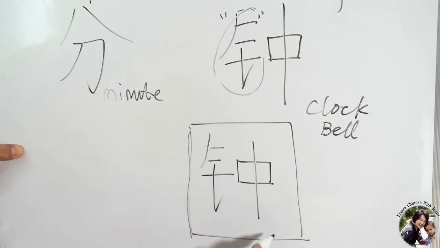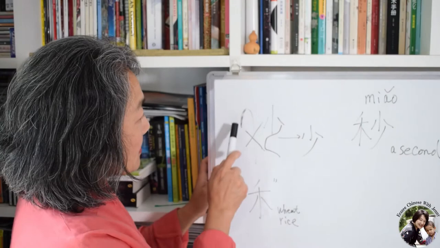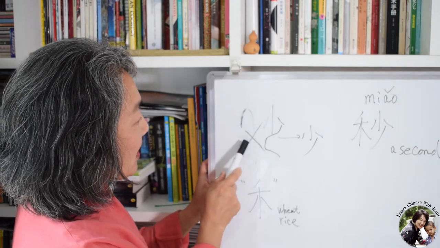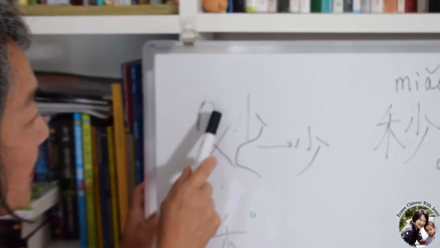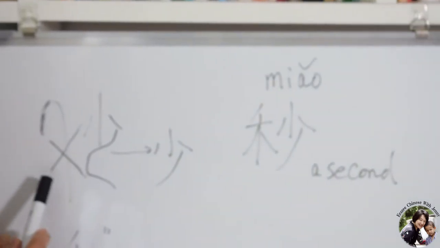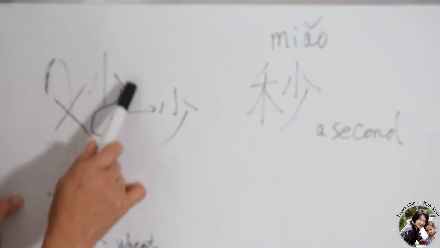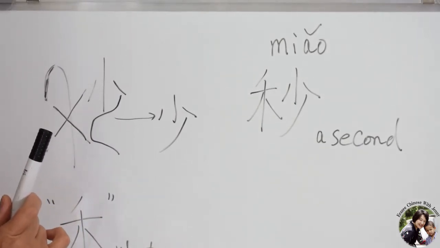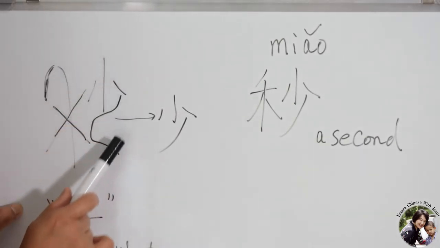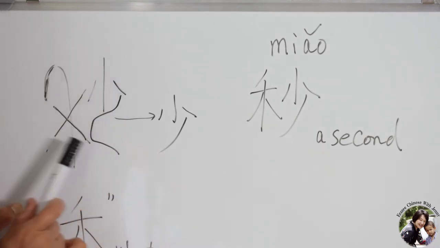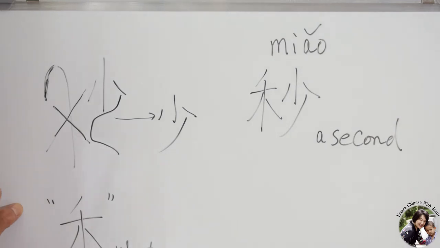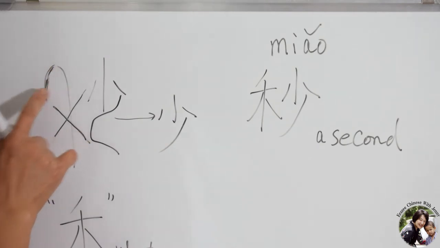钟, a clock or bell. Remember we just learned this shape represents wheat or rice that is already ripened, right? And this part means small or less or fine. Together this refers to the small fine thorn or pointing stuff on the wheat.